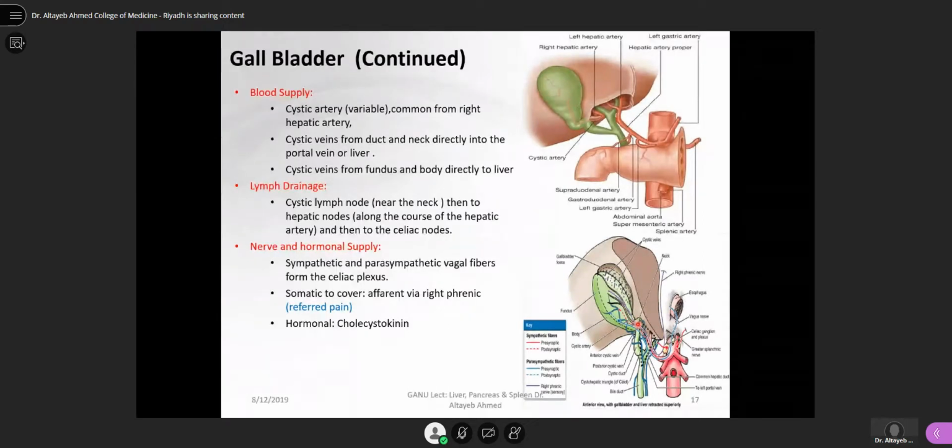Okay. We have the lymph nodes, and the lymph nodes usually follow the cystic artery, and they go to a very important lymph node located in this area. This area we call Calot's triangle, the area between the cystic duct, right hepatic duct, and the inferior surface of the liver. Here you find the cystic duct. In this area we find a lymph node, we call it the lymph node of Lund. Contraction of the gallbladder is mainly through cholecystokinin. Okay.